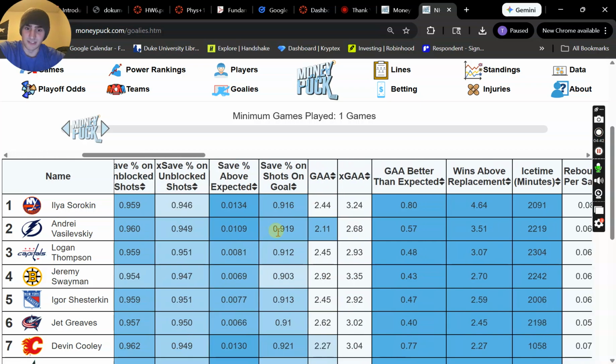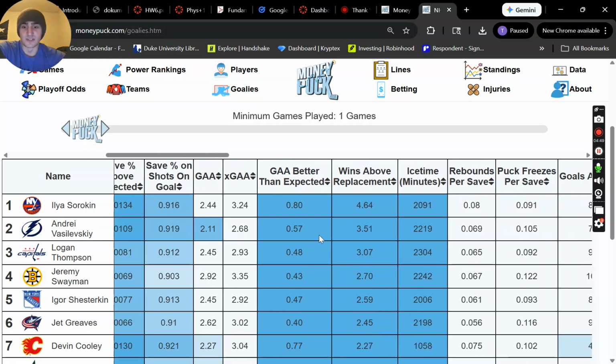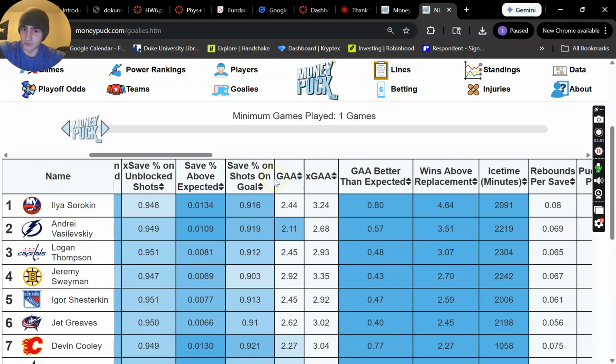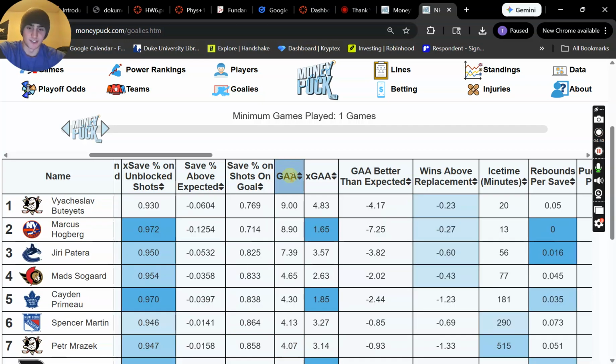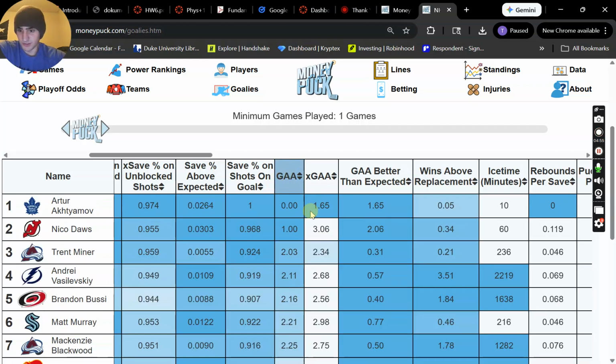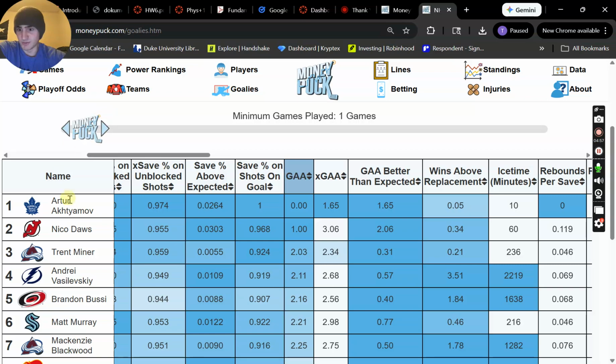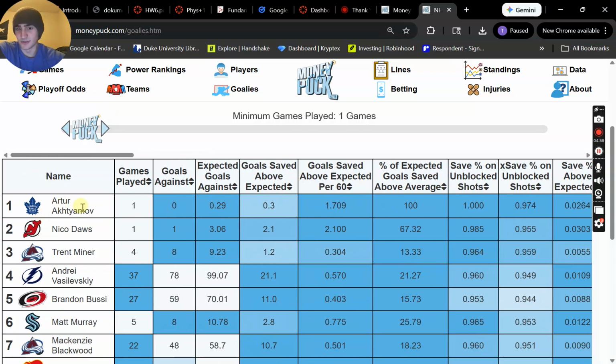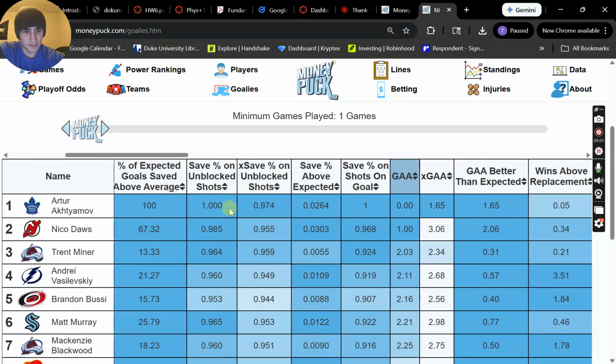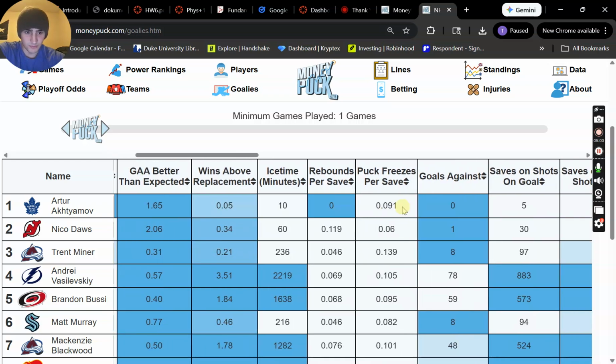But you can probably see Vasilevskiy a lot higher on the betting sites and whatnot because of his wins. And obviously, the voters also take wins and goals against average, which is more of a general statistic. And whoops, I sorted it. So you can also sort by minimum games played because he's only played maybe half of a period or maybe one period.